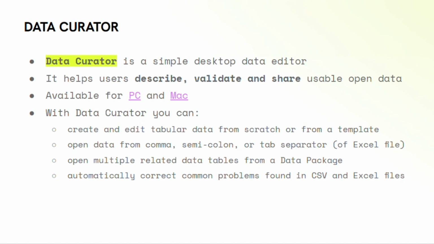You can get it on your PC or a Mac, and you can create and edit tabular data from scratch or from a template. Open data, choosing separators like a comma, a semicolon, and a tab. And you can also open Excel files. And you can open multiple related data tables from a data package. And you can also get some automatic corrections for common problems in your CSV or your Excel file.